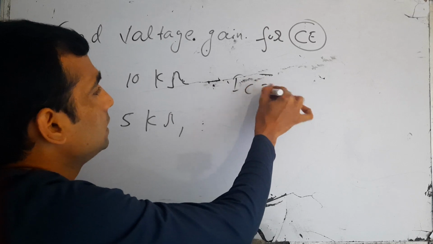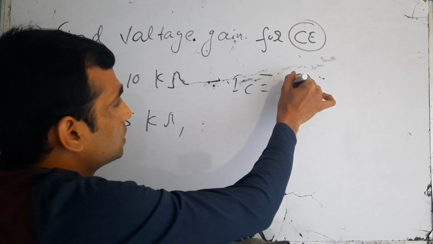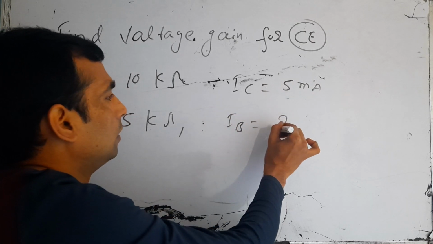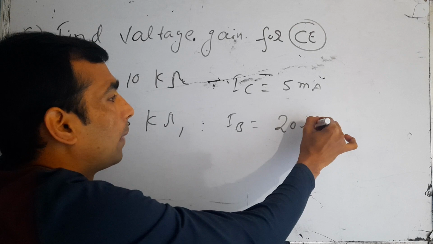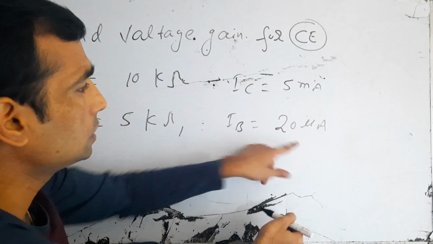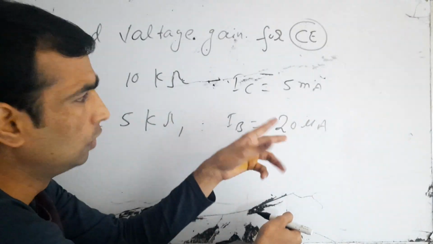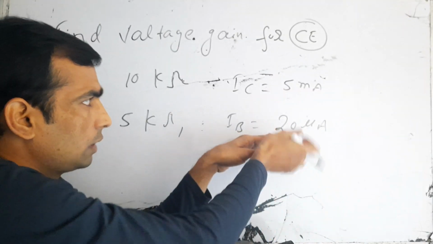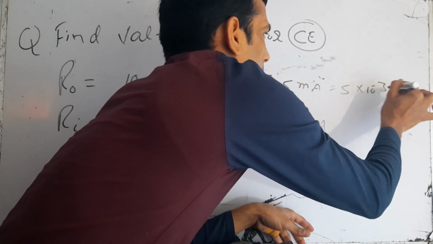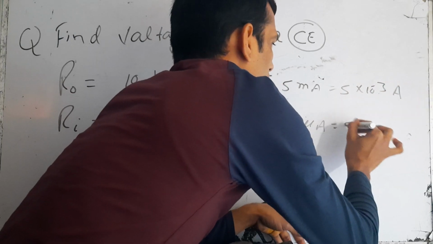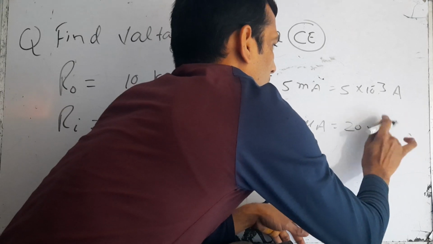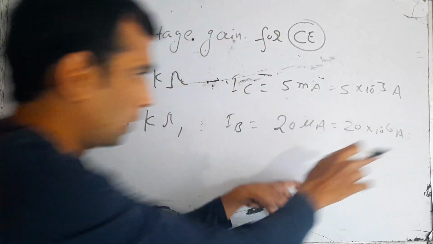So IC, I'm going to change here: 5 milliampere. IC and IB basically 20 microampere. Right, student, I have changed it now. Here is 5 only, and here is 20. Here is milli and here is micro. So this is your choice. You can convert 5 milliampere into 5 into 10 to the power minus 3 ampere, and 20 microampere into 20 into 10 to the power minus 6 ampere. This is your choice.